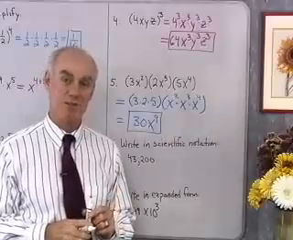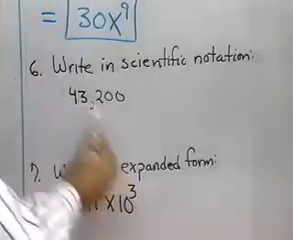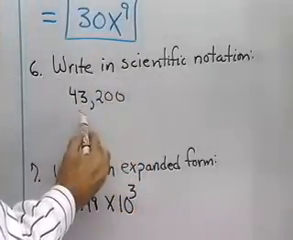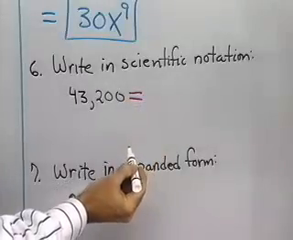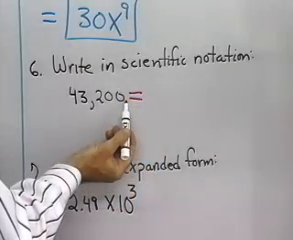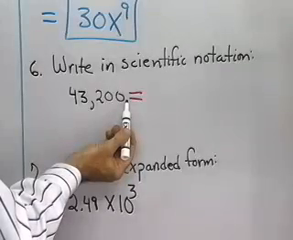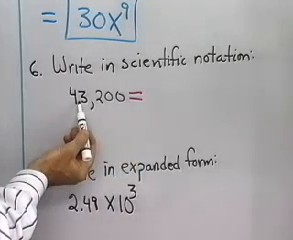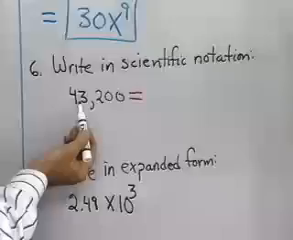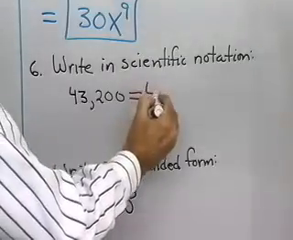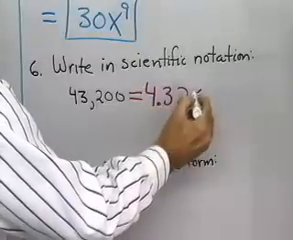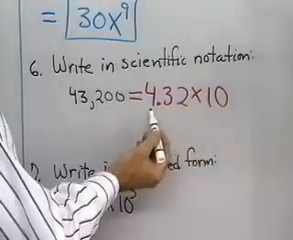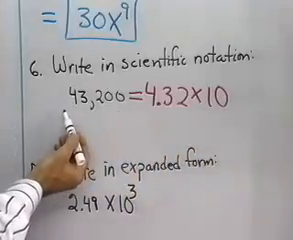Let's turn our attention now to scientific notation. I want to write this number right here in scientific notation. Scientific notation always starts with a number between 1 and 10. Here's my decimal point right here. It's not written, but that's where I assume it is. I need it to be right here so that I have a number between 1 and 10. So I'm going to write this as 4.32, there's my decimal point, times a power of 10 that will make this number equal to this number.